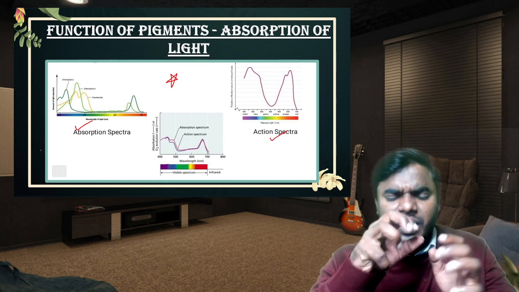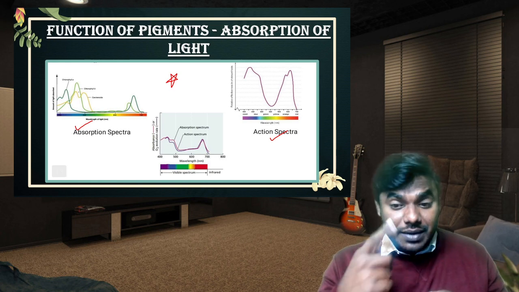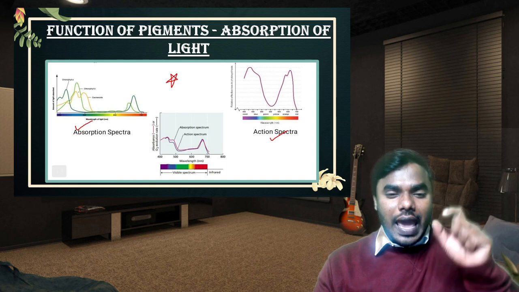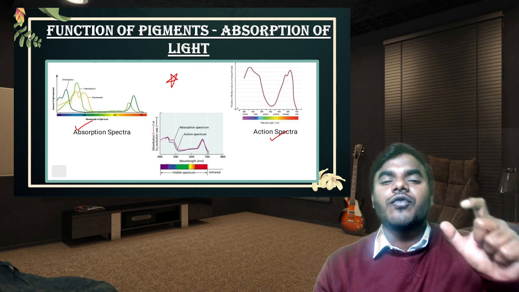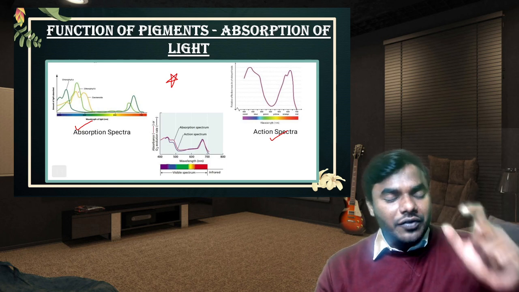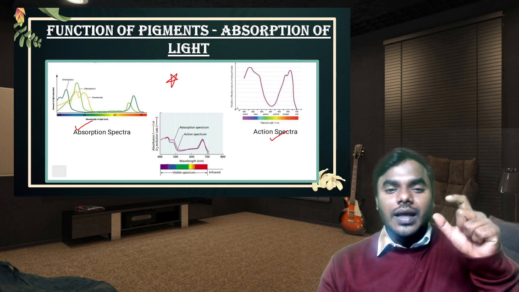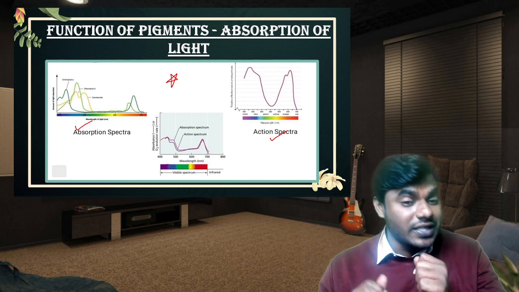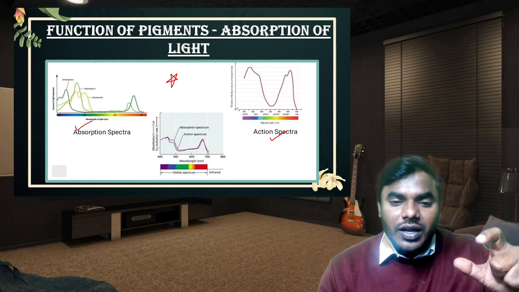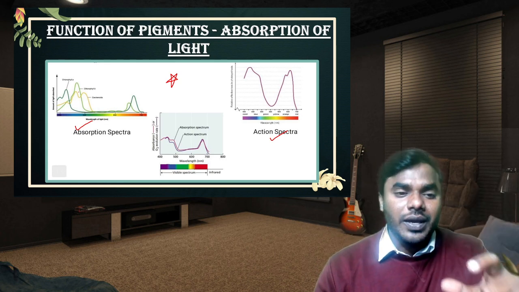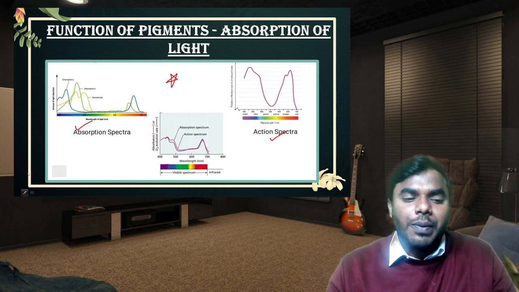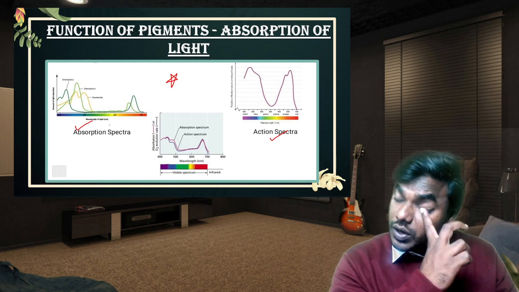I will explain in a simple way. Focus, friends, listen to my statements. Absorption spectra is nothing but at which particular wavelength a particular pigment absorbs the light. Once again, listen: at which particular wavelength the particular pigment absorbs the light. That is what is explained by the absorption spectra. Please do not forget that point.